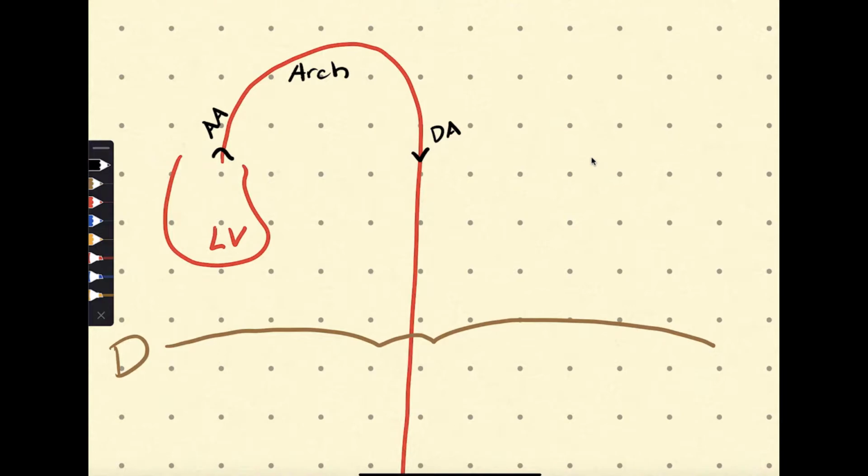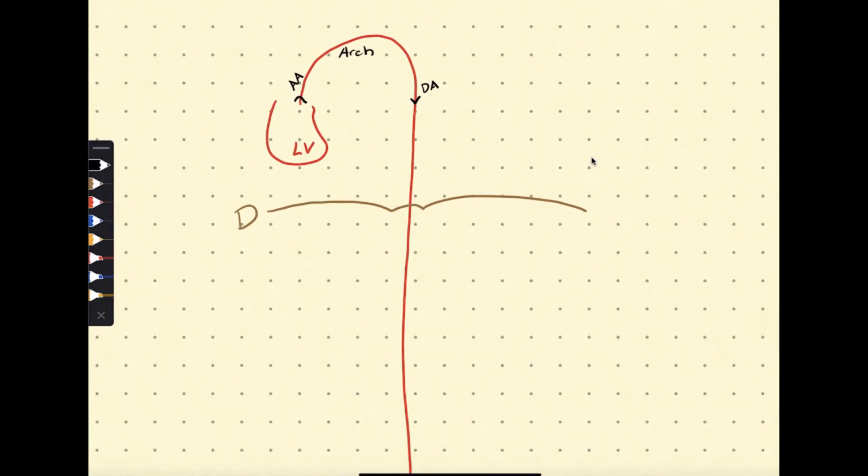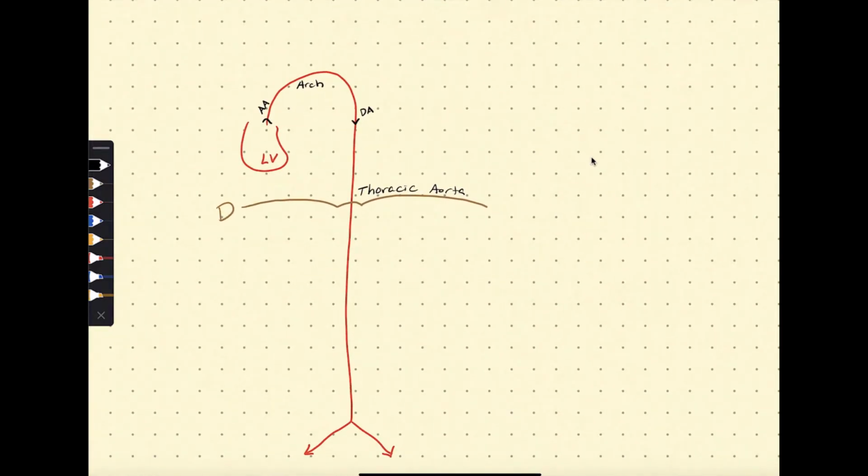Now, the descending aorta, we can be more specific. We can refer to the descending aorta when it's above the diaphragm as the thoracic aorta. And when it's inferior to the diaphragm, after passing posterior to it, we can refer to it then as the abdominal aorta.